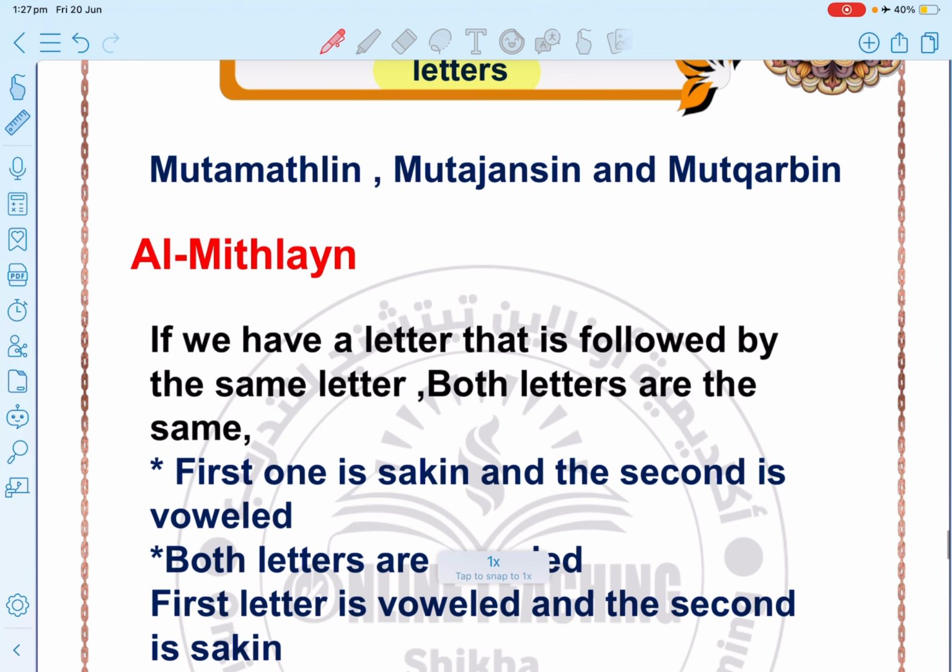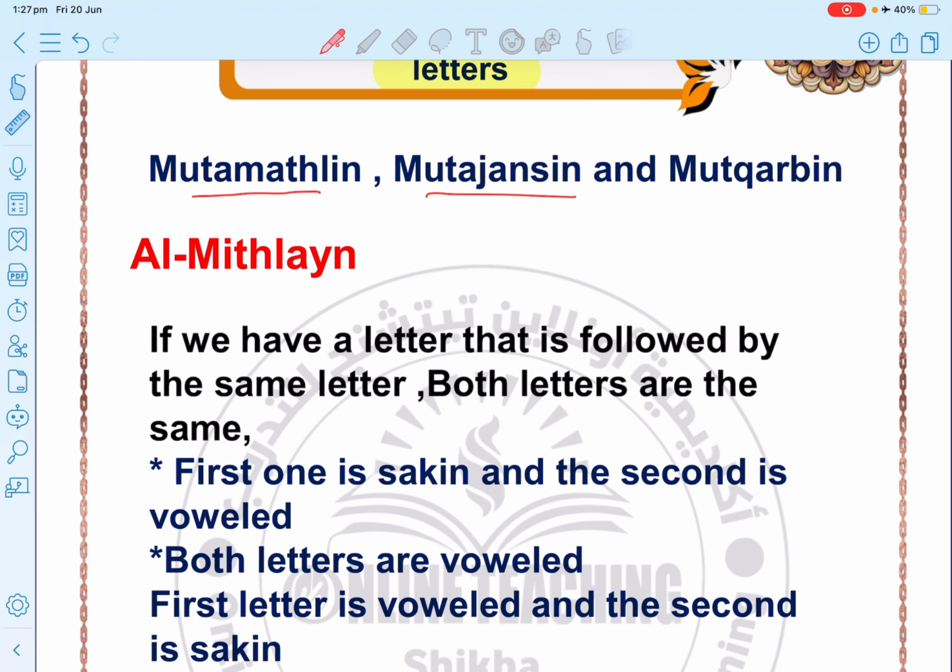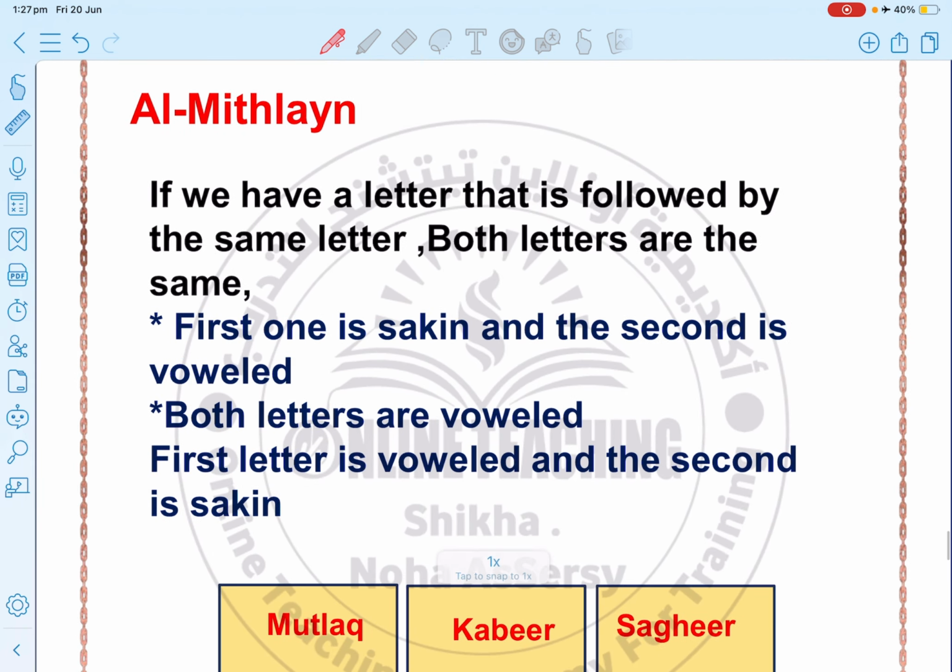We have three: the Mutamathilan, Mutajanisan, and Mutaqariban. Today, inshallah, we will start with the Mutamathilan. What does it mean? Mutamathilan means two identical letters, like mim and mim, ya and ya, ba and ba, ayn and ayn. That's why the scholars call it the identical, or the mutamathilan. They both have the same articulation point and the same characteristics.